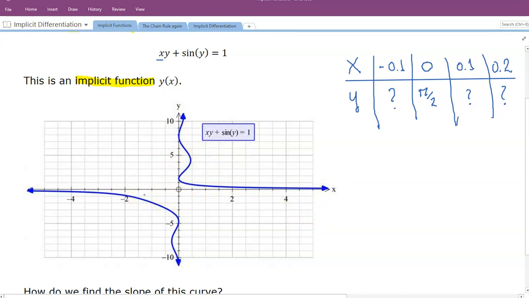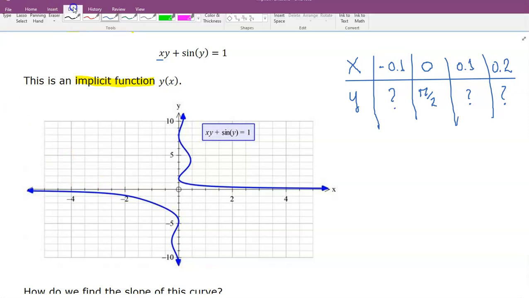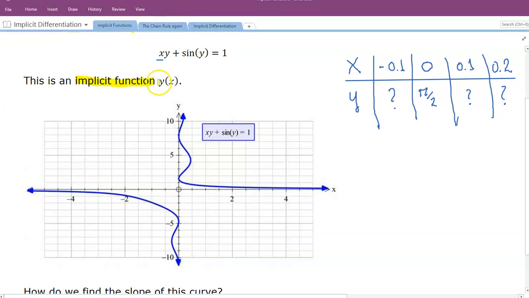Okay, so that's what an implicit function is. If I have an implicit function, I will still use this notation. I'll still say y is a function depending on the variable x, and it just means that, as you can see, for each value of x, I'm going to get a different value of y. So y does depend on x.